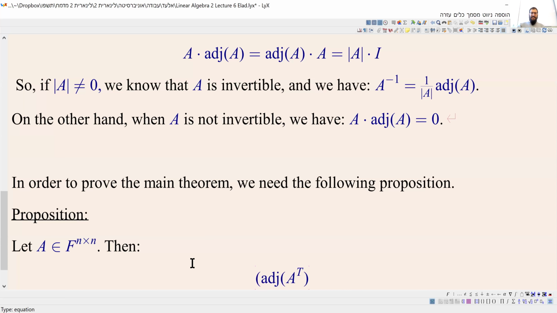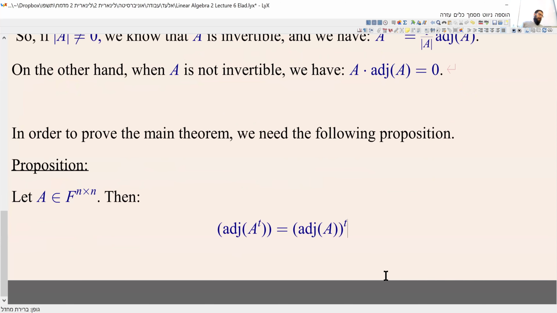Let's write it down to be more understandable. When the transpose is inside or outside, it's the same. Here, on the left side of the equation, at first we calculate the transpose, then calculate the adjugate matrix of the transpose. On the other side, we first calculate the adjugate matrix of A, and then we do the transpose. Okay, let's prove the proposition and use it to prove the main theorem.